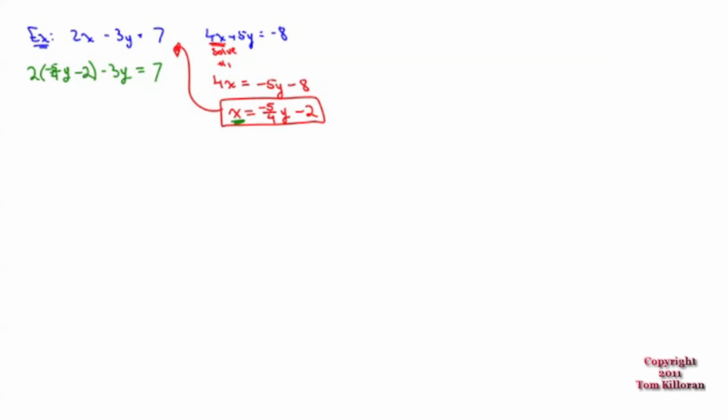And then we have a nice equation in one variable. Nice linear one. What should I do first? Distribute. So we're going to get, better known as 10 fourths, 5 over 2. So this is negative 5 halves y minus 4 minus 3y equals 7. All right, next step.